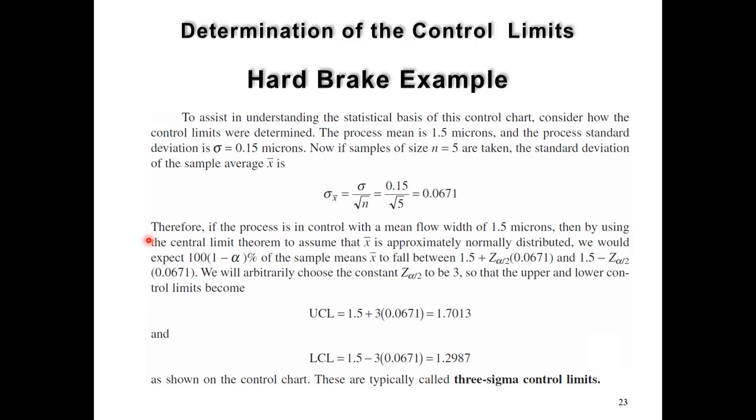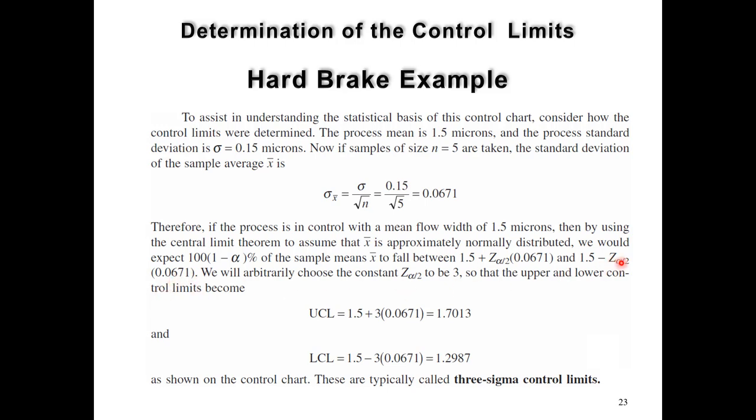Therefore, if the process is in control with mean flow width of 1.5 micron, then by using central limit theorem, we can assume that X bar is also approximately normally distributed, and therefore a certain percentage, which is 100 times 1 minus alpha, where alpha is the level of significance, of the sample mean X bar will fall in between 1.5 plus Z score times standard error, and the other limit will be 1.5 minus your Z score for alpha divided by 2 times the standard error.